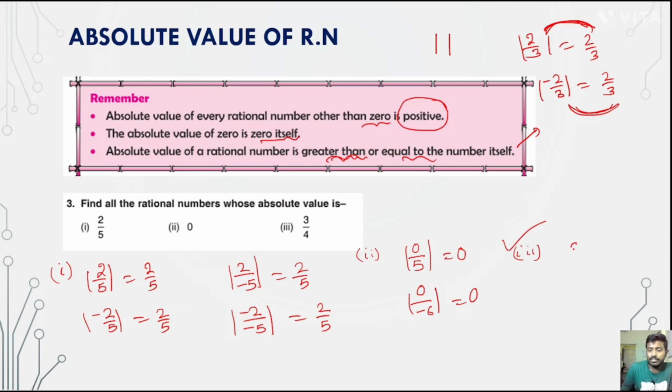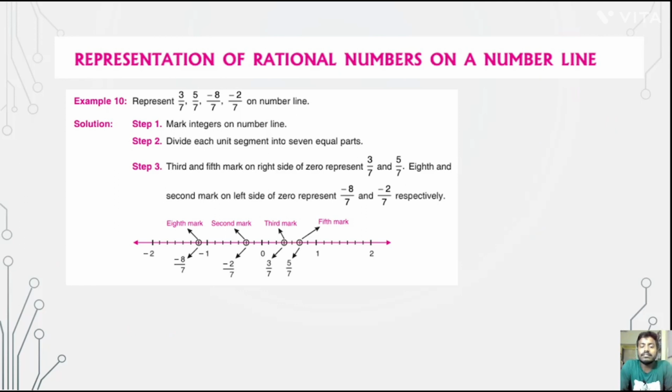First is 3 by 4, second is minus 3 by 4, third is minus 3 by minus 4, fourth is 3 by minus 4. Okay, representation of the rational number on a number line. This is important.